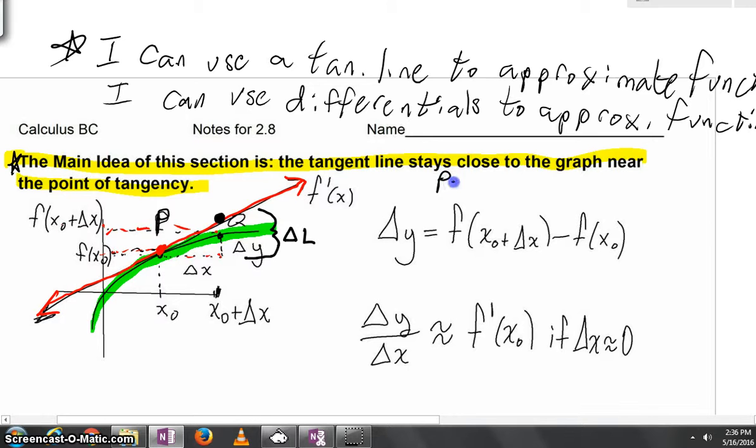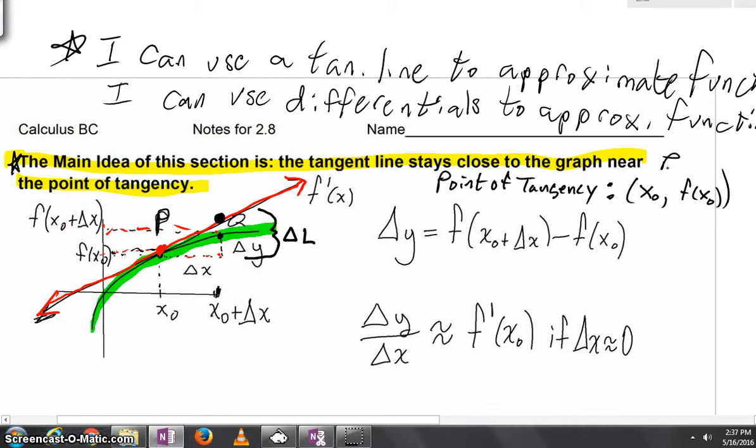By the way, this is so important to even do this. The point of tangency, it's not a bad thing to write it down. The point of tangency is a point. It's your x naught, and then my y value, it's just going to be written this way, f of x naught. That's a good starting place. We're calling it point P in this picture.